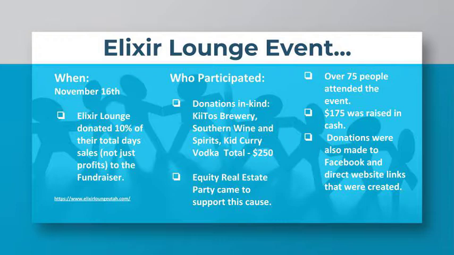We also had several local companies that assisted in the event in several different ways. We reached out to several people who worked with Elixir Lounge, and they decided to donate in kind. Since it is against the law in the state of Utah to donate any alcohol, it was easier for them to donate some merchandise in kind. So Kid Curry, Vodka, Keto's Brewery, and Southern Wine and Spirits all donated merchandise such as hoodies, hats, t-shirts, glasses, and other forms of branded merchandise that altogether were valued at approximately $250, that we gave to people at the door as door prizes to get them in the door to participate.